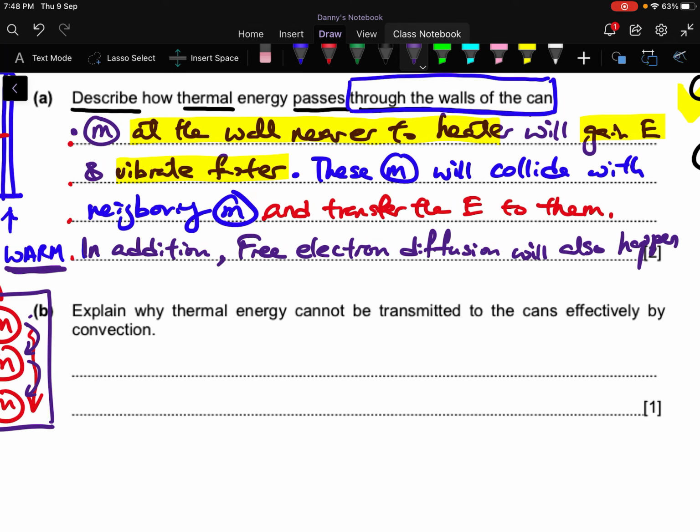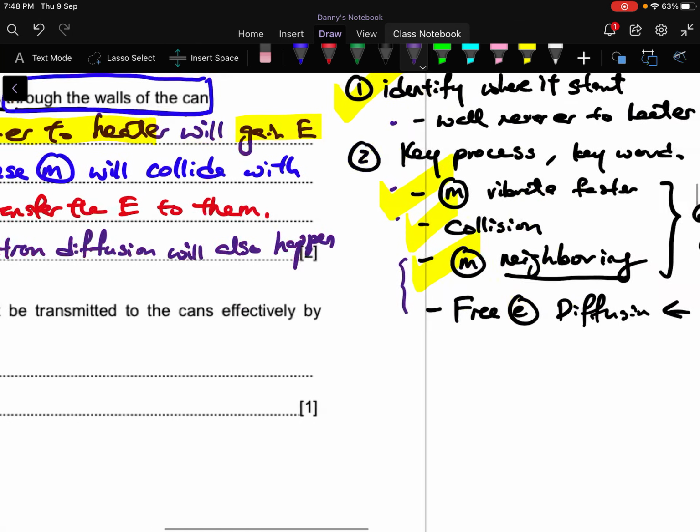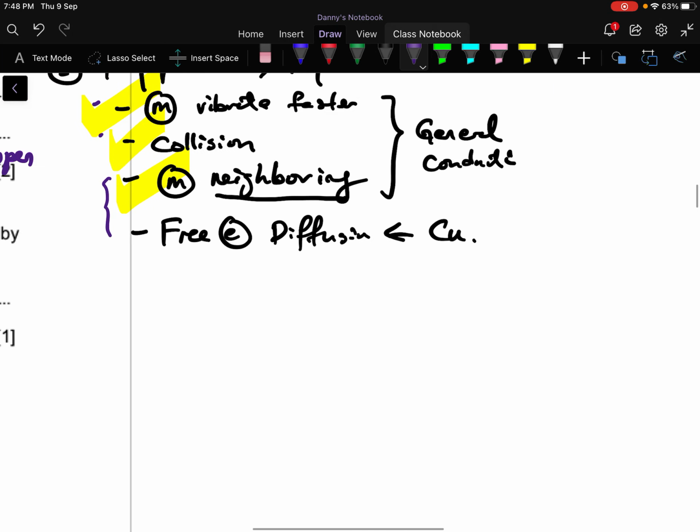But what if the question is now asking me, describe what is free electron diffusion? Then you have not taught me, then how? Okay, don't worry. Now I teach you. So let's say I need to expand and give you a more detailed description of free electron diffusion, how should I approach this? Well, number one, go back to the planning board.